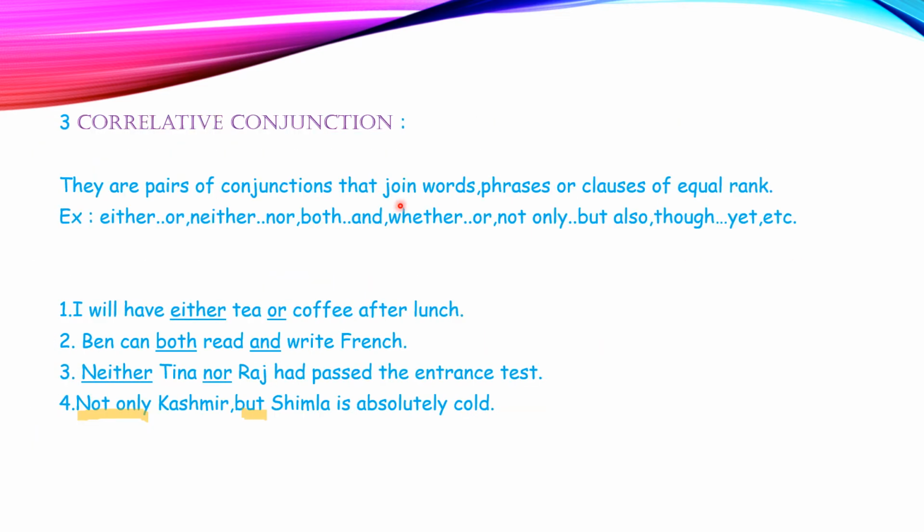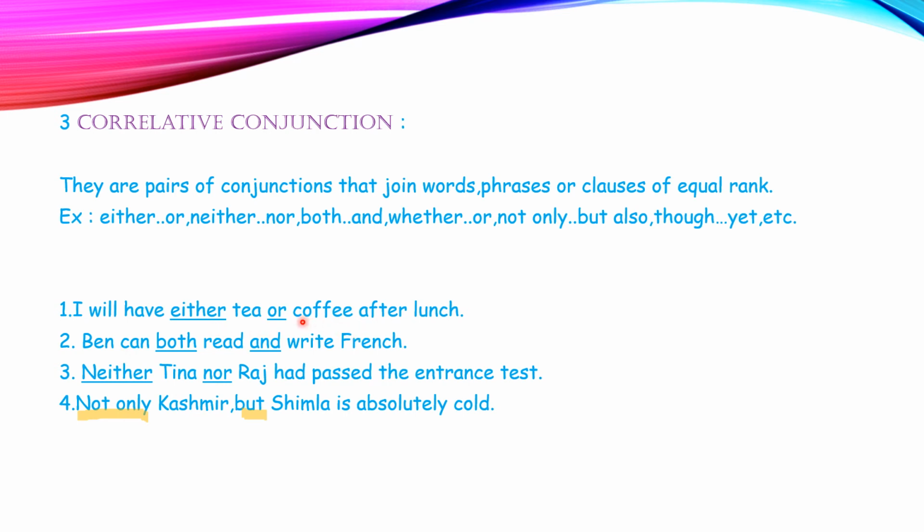Next type we have is correlative conjunction. They are the pairs of conjunctions that join words, phrases or clauses of equal rank. For example, either or, neither nor, both and, whether or, not only but also. For example, I will have either tea or coffee after lunch. So these are the pairs of words which join words of equal rank: either or, neither nor, both and.